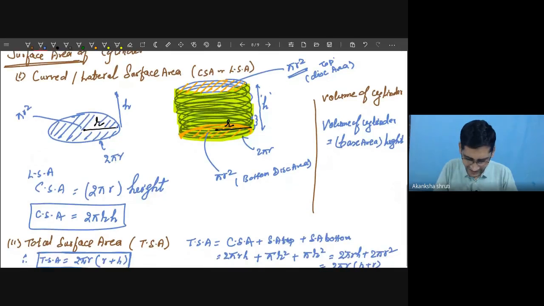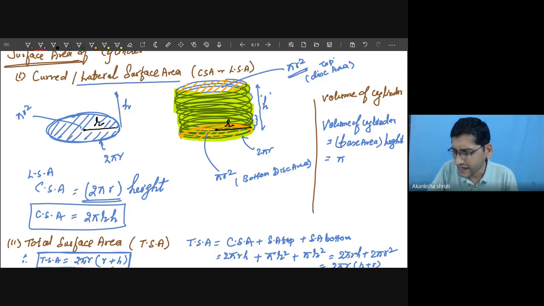Earlier, students, we had taken this ring area only for the LSA, lateral surface area, because it was the boundary under consideration. But this time for volume, it need not be the boundary, the entire area is to be considered. For that we need to take the base area, meaning it is our pi r square into the height h. So volume of cylinder is obtained by pi r square into h.